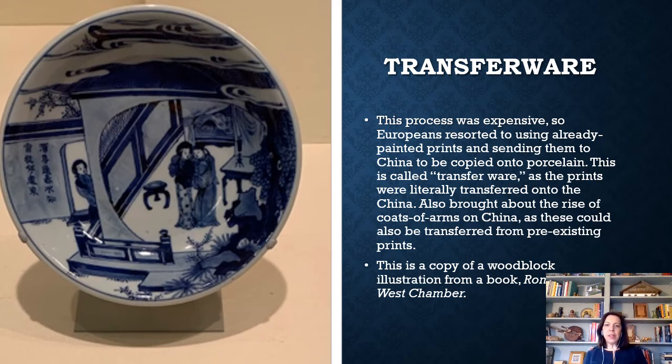And we also see this is where China would also do a lot of coats of arms. So if you were a European family, you usually had a coat of arms, and it was super easy to send that off to China and be like, hey, I want to make a 120-piece place setting featuring my coat of arms. So that also became something that China excelled at.